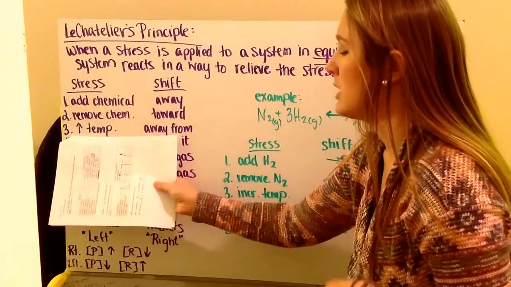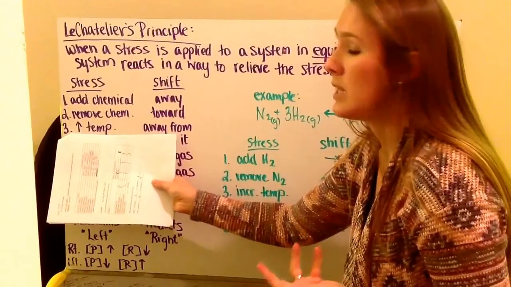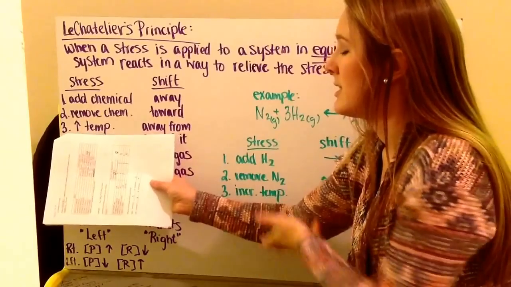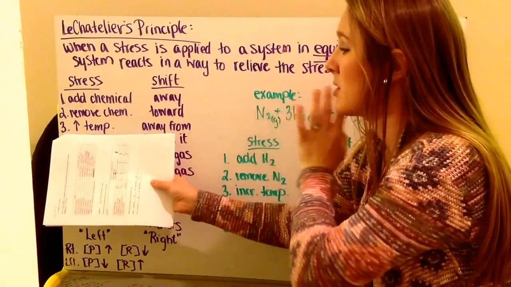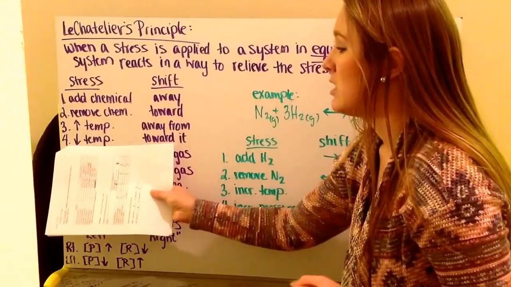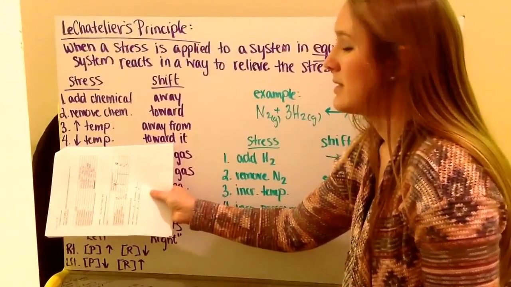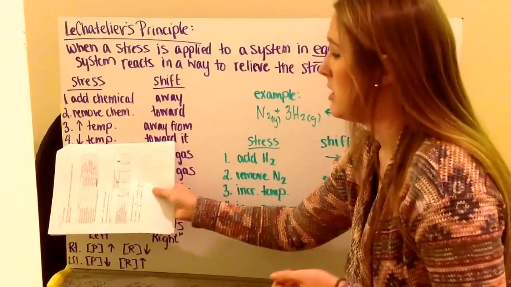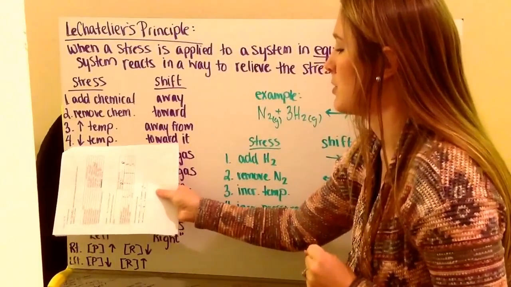If I increase the temperature, I'm going to increase the amount of energy in my system. And as I increase that, again, my system's going to shift away from the increase in temperature. If I decrease my temperature, my system is going to shift toward the temperature decrease, to make up the energy that was lost by decreasing the temperature.